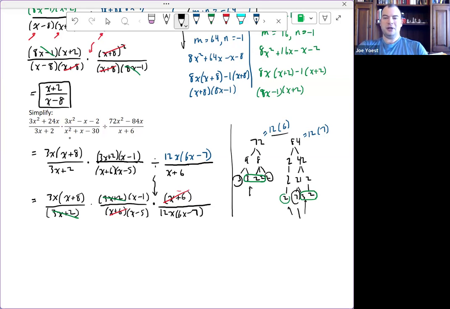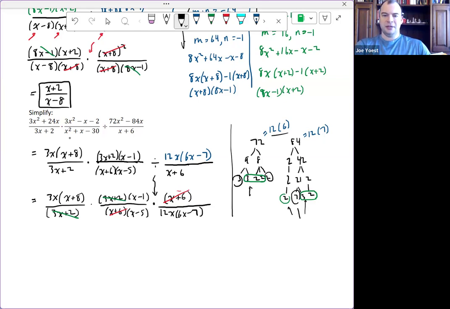So I see I can actually factor out 12 as the numerical part, and then the x from the variable bit, so I factor out a 12x times 6x minus 7.